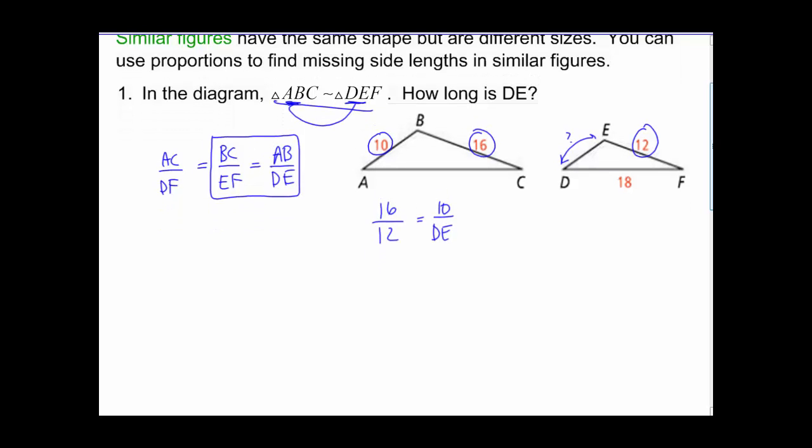We now have a proportion. We need to cross multiply. So we're going to go 16 times the length of DE. That should be equal to 12 times 10. We get 16 DE, which is equal to 120. Let's divide by 16, and the length of DE should be equal to, calculate, 7.5.